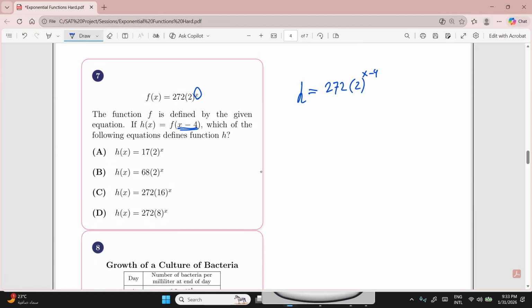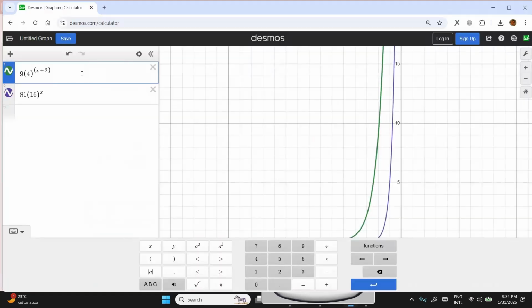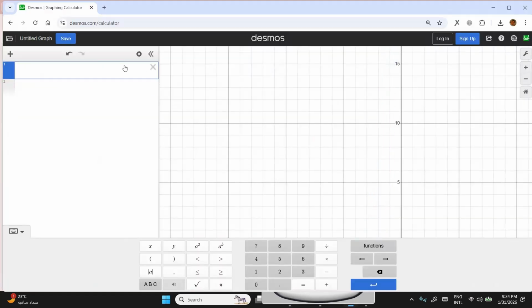Let's graph it on the Desmos graphing calculator. 272 times 2 to the power of x minus 4, like this. This is our graph.